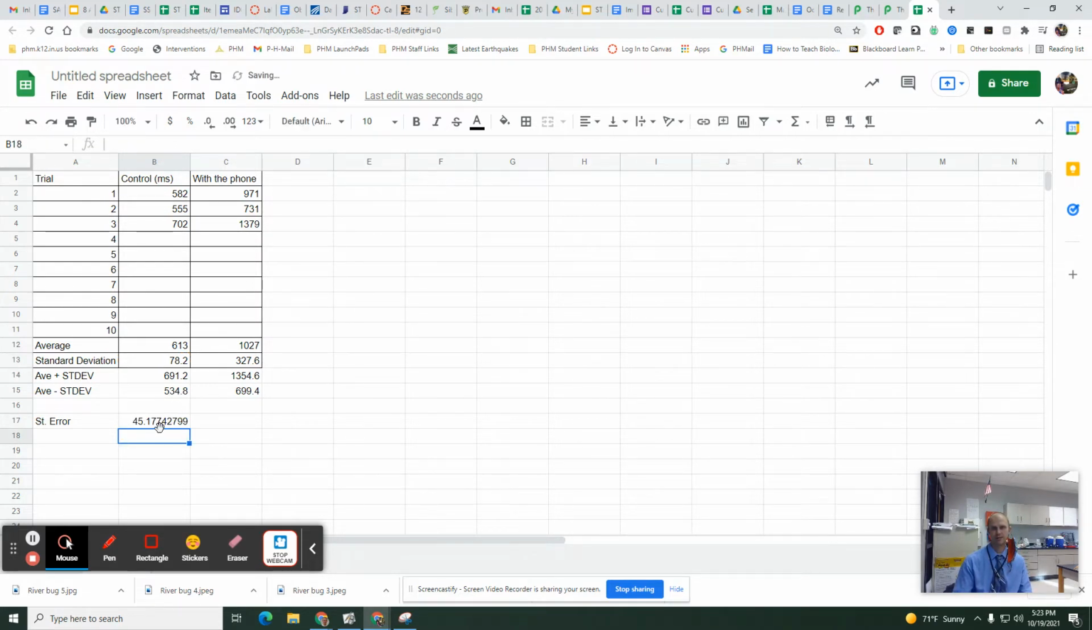So there, I have that. My standard error is 45. And over here, for this, standard error equals the standard deviation divided by the square root of 3. And I actually just did that for me. SQRT divided by 3.